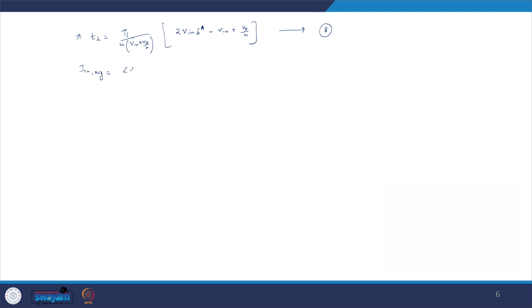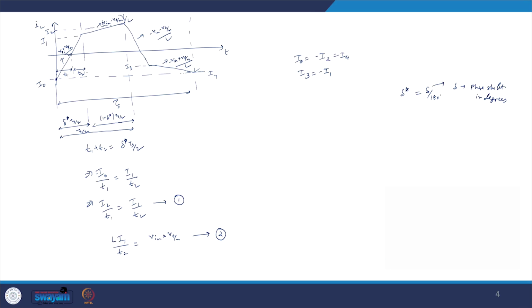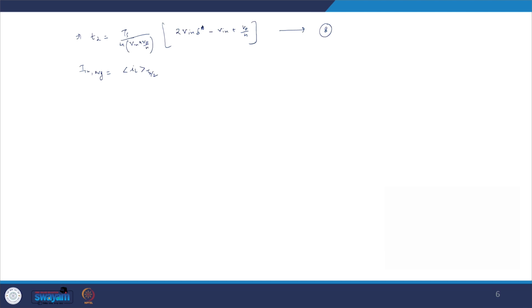So what we can then write is that our I in average is nothing but IL average over the Ts by 2 period, as the IL repeats itself after Ts by 2 period. To calculate the IL average over this Ts by 2 period, we can calculate the area under this curve, that means this particular part, this particular part, and this particular part. We can take the area of these three portions and obtain our required IL average.